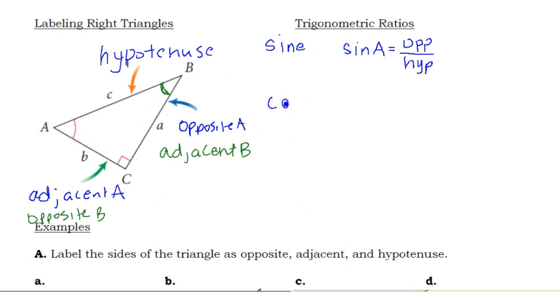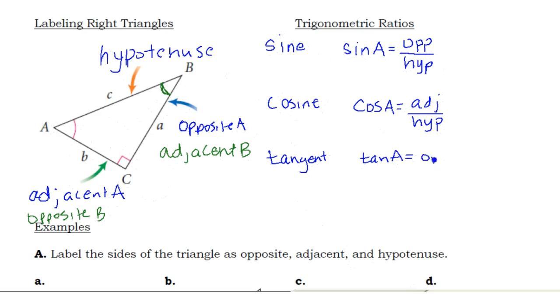The cosine of an angle, abbreviated COS, is the adjacent side divided by the length of the hypotenuse. And then finally we have tangent, which we abbreviate TAN. The tangent of an angle is the length of the opposite side of the angle divided by the length of the side adjacent to the angle.